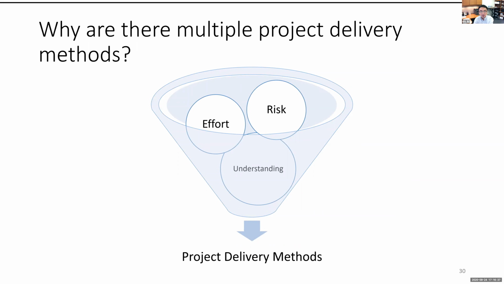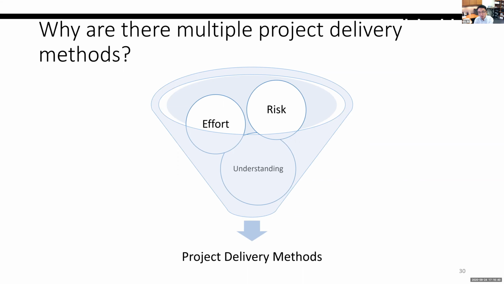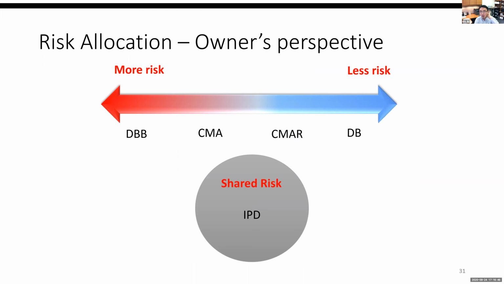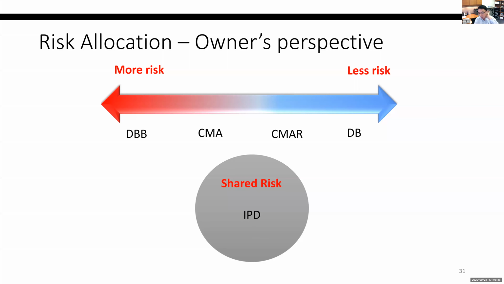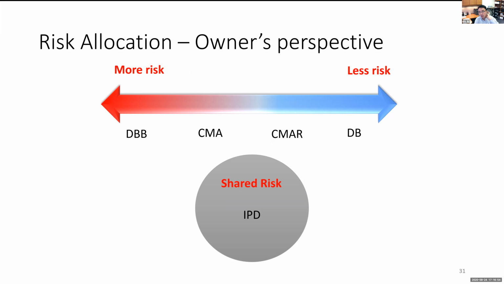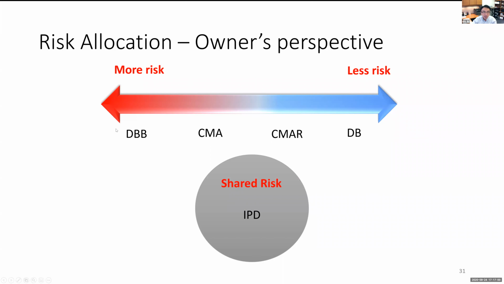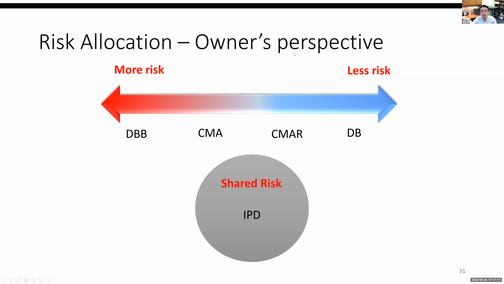So why are there multiple project delivery methods, and why are we seeing that kind of evolution? This is more about risk allocation from the owner's perspective. Money talks. Whoever funds the project will have the force to change the industry, to change the arrangement. And if you check all the delivery methods, the DBB actually represents the highest risk to the owner, and the design build represents lower risk. The IPD actually represents no risk at all, it's shared risk.